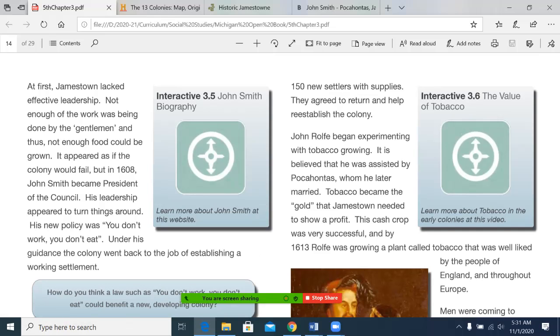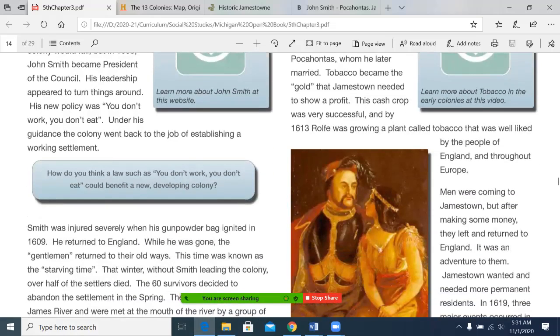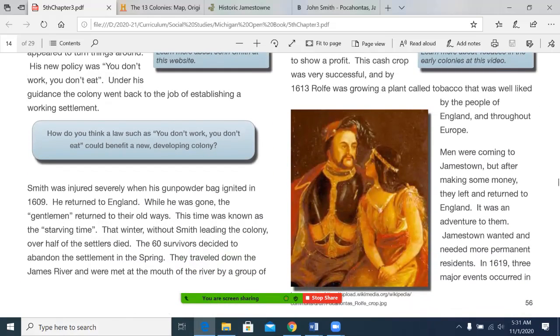150 new settlers were with supplies. I bounced a little far. Smith was injured severely when his gunpowder bag ignited in 1609. He returned to England. While he was gone, the gentlemen returned to their old ways. This time was known as the starving time. Imagine that. When people don't do anything to help grow crops, people starve. That winter, without Smith leading the colony, over half of the settlers died.